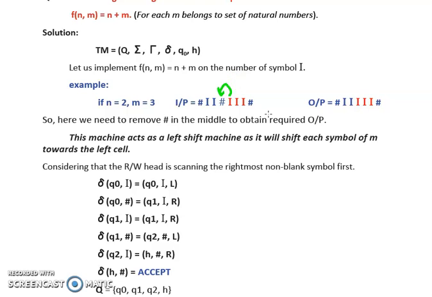Now, as we are going to solve this example, it is the best example in which you can see that the read-write head of a Turing machine can move in both directions. It can move in the left direction as well as in the right direction. So how can we design a Turing machine? As we have discussed many times in our previous videos, we consider that our read-write head is on the rightmost non-blank symbol. So that means our read-write head is on the last I that is present over here.